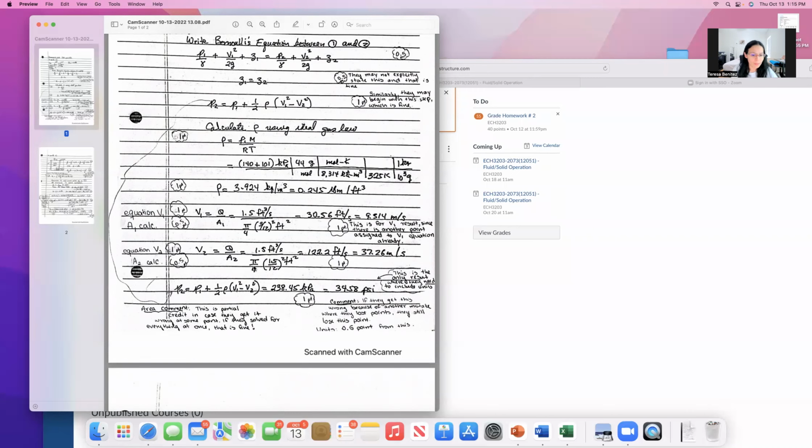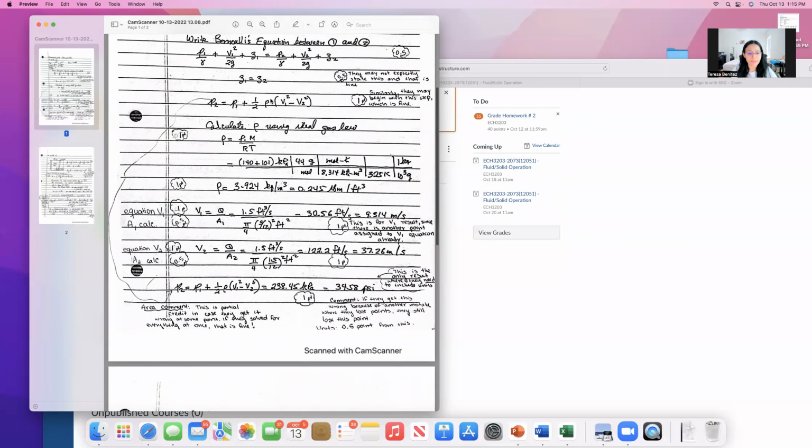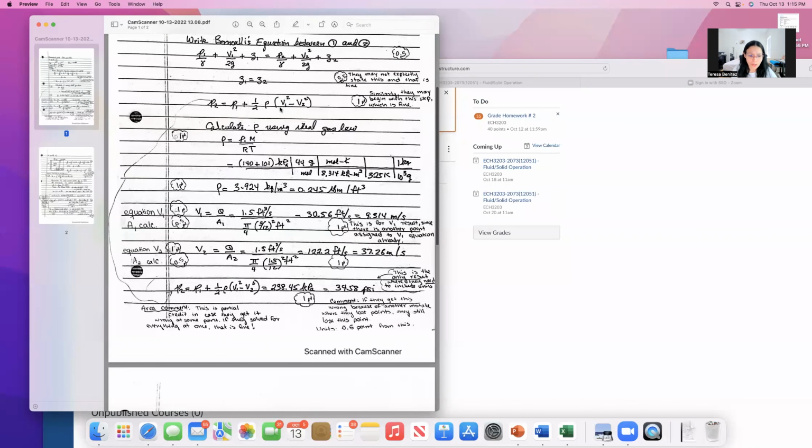Now, here, same thing. I wrote a comment over here for the area. This is partial credit. Maybe they solve for everything at once, similar to what my dad did here. Here they did V1 is equal to this, V2 is equal to this. So maybe they just went to this equation over here for pressure 2 equal to pressure 1 plus 1/2 density, and then they substitute in here, Q divided by A1, and then here Q divided by A2. If they did that, then it's easier to make a mistake.